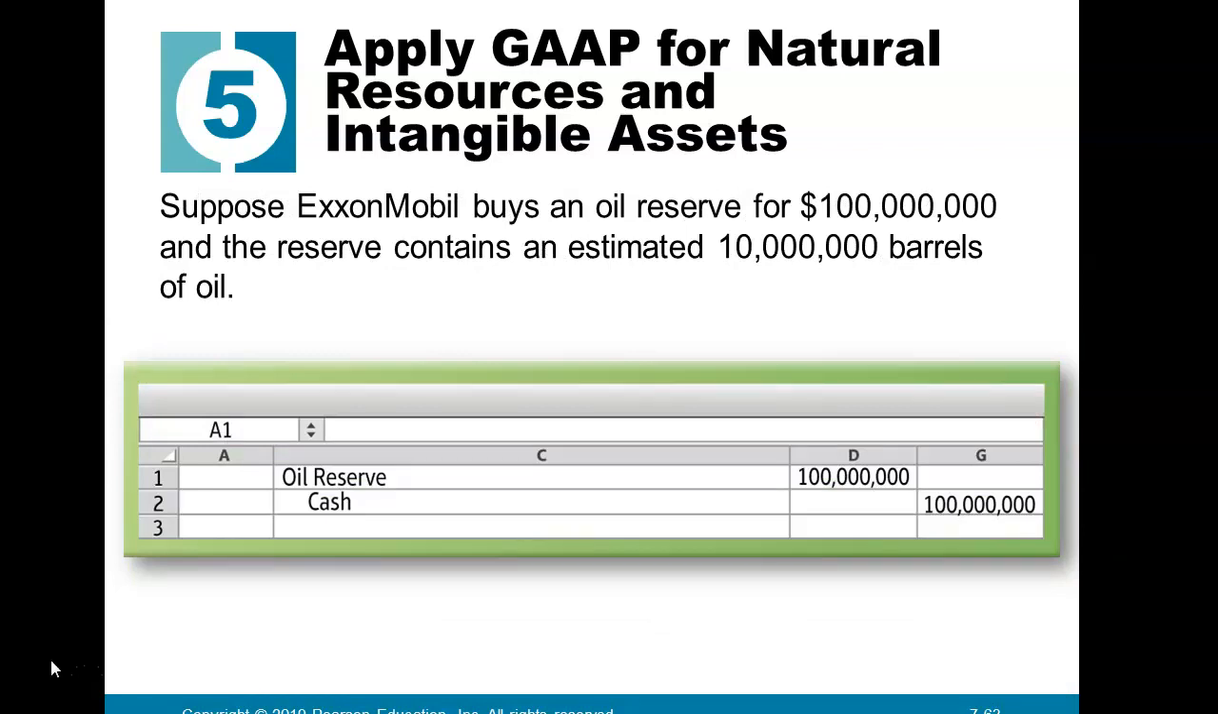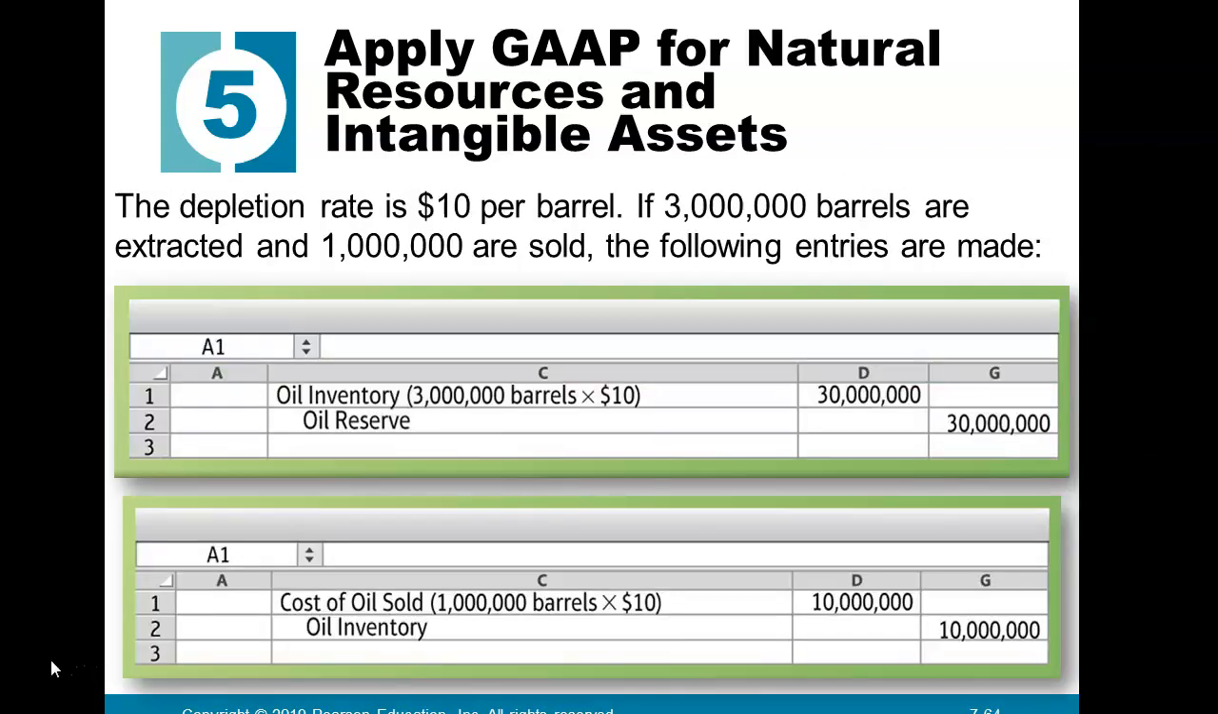It's very, very important to see. We're not doing any new calculations. So we got 100 million, and we're going to divide it by 10 million. That gives us $10. That's where the number comes from. So we got the $10 per barrel. If 3 million are extracted and 1 million is sold, we got to record the entry. Let's do it one at a time. First, we're going to deal with the inventory. And that's going to be $10, which is that rate, multiplied by the number of barrels that was extracted.